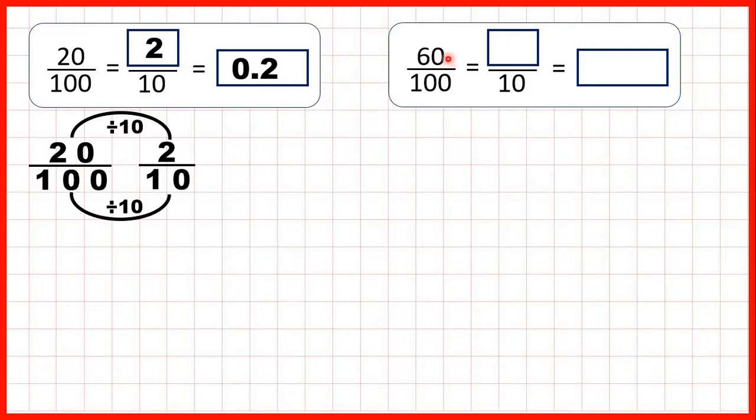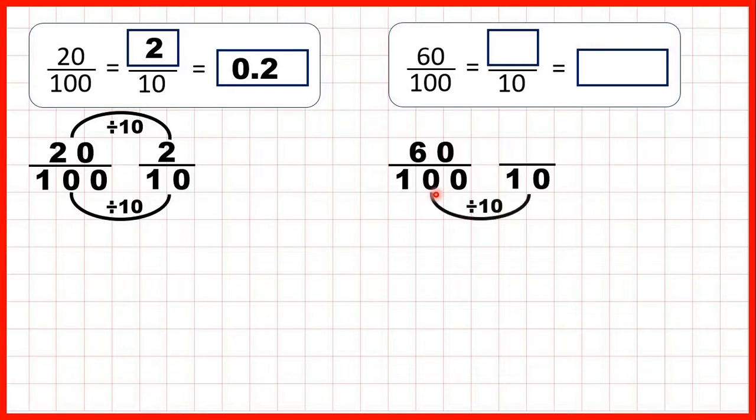Now we have 60 hundredths. First, let's find an equivalent fraction with a denominator of 10. 100 divided by 10 is 10, and what we do to the denominator, we do to the numerator as well, and 60 divided by 10 is 6. So 60 hundredths is equivalent to 6 tenths.